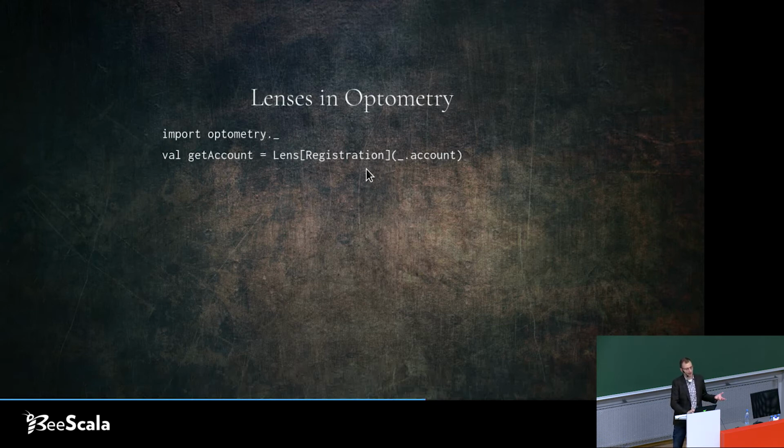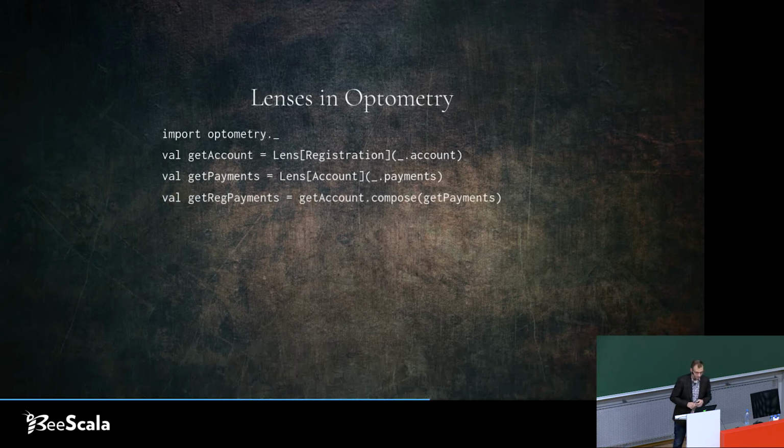So if we wanted to get the account from a registration, here is the base type we're working from. And the syntax is to do _.account. That will give us the account back. That's very similar to what you'd have in Monocle, if you've used Monocle. Likewise, given an account, we can get the payments from that. Remember, that's a list of payments. And then we can compose these two types together, which gives us a lens from registration all the way to the list of payments.